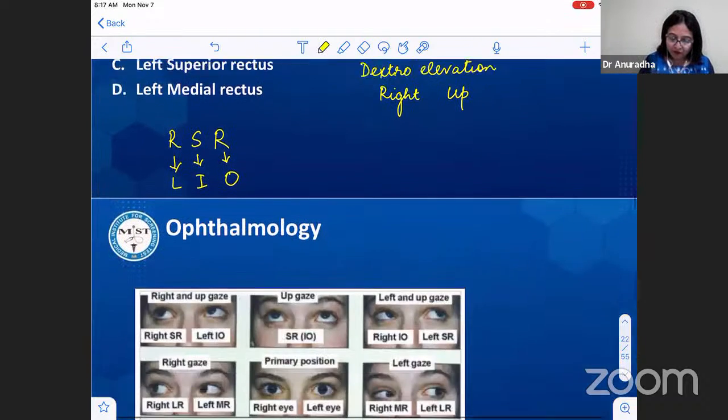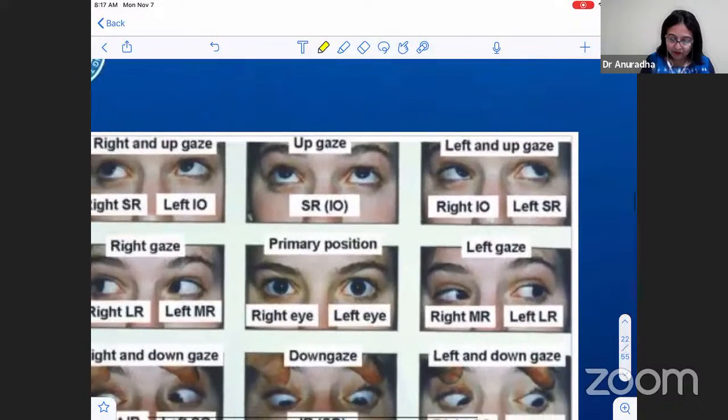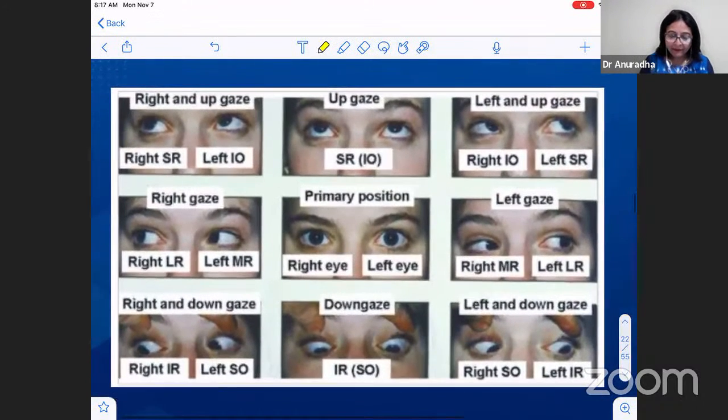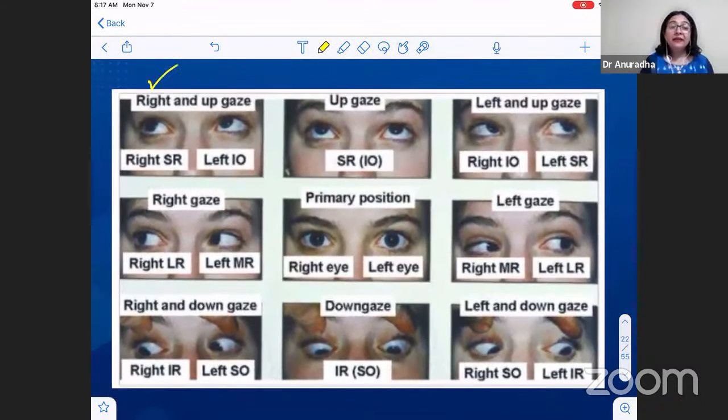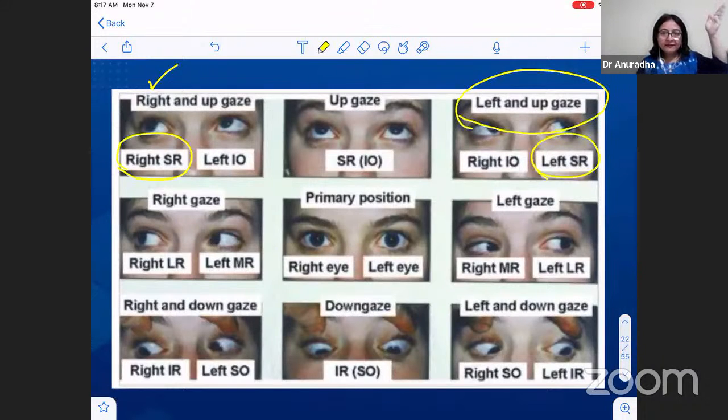Okay, so let me show you here. Look at this figure to make it more clear. If it is right and up gaze, on the right side, rectus muscle will be active. And obviously, then you can find the yoke muscle in the other eye. If it is left and up gaze, then on the left side, rectus muscle will be active. So left superior rectus, right inferior oblique. If it is right and up, right superior rectus.